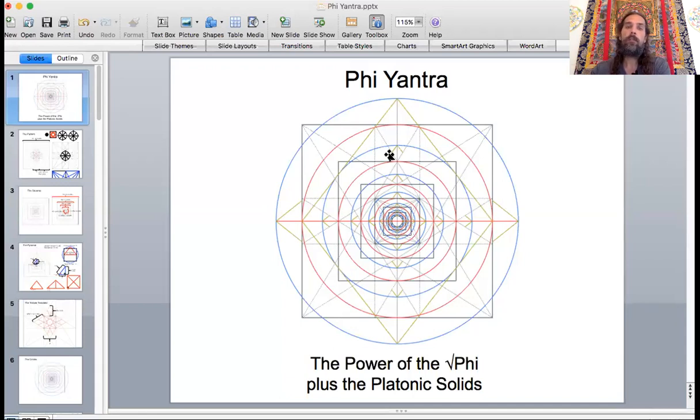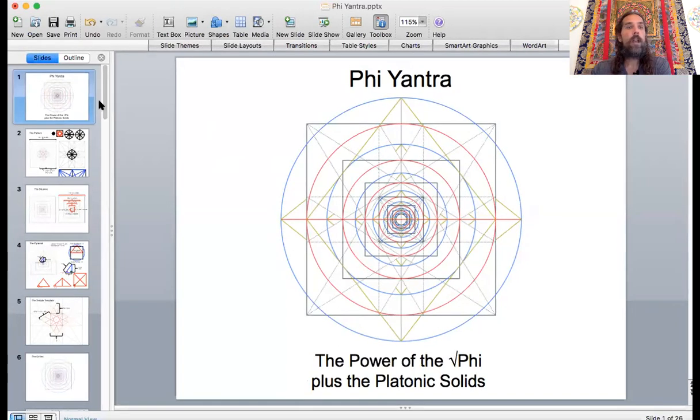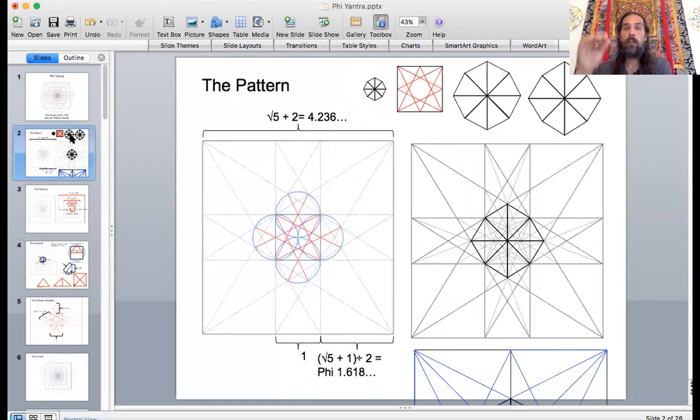So anyway, this is the Phi Yantra, and I'm also calling this the power of the square root of Phi. As you'll see in a little bit, the square root of Phi is fundamental to this design and the relationship between the circles and the squares that we're going to see here. Before I walk you through this step by step, I just want to talk a little bit about how I came upon this pattern.